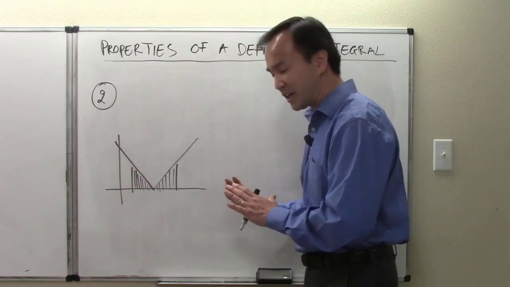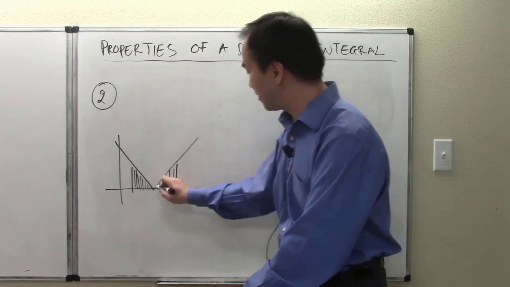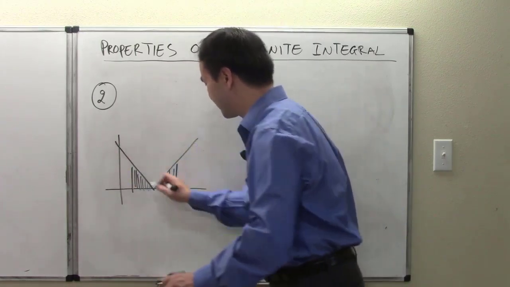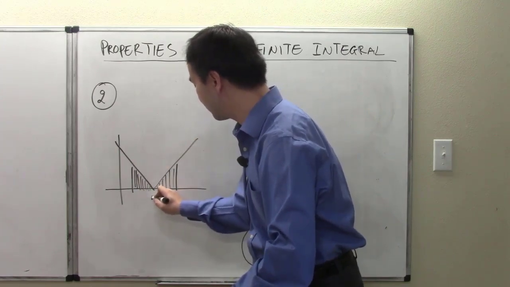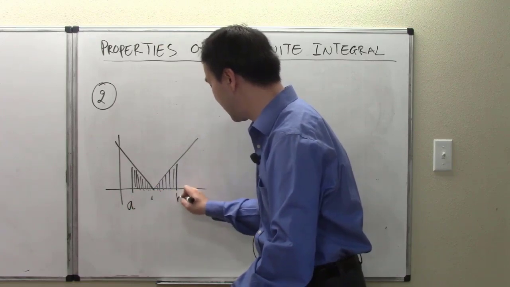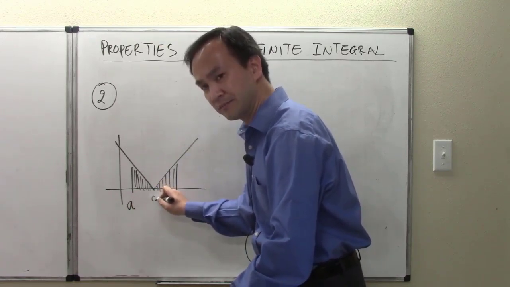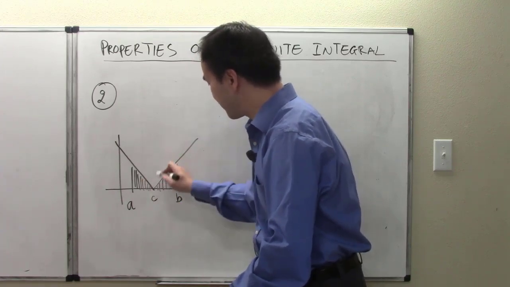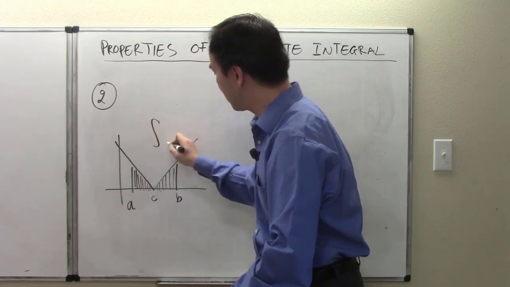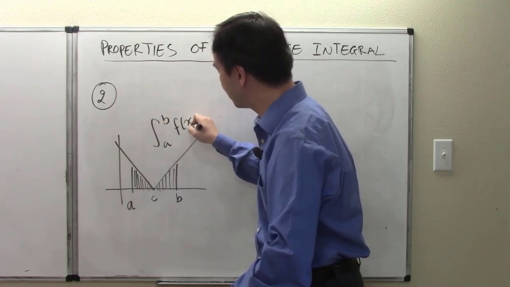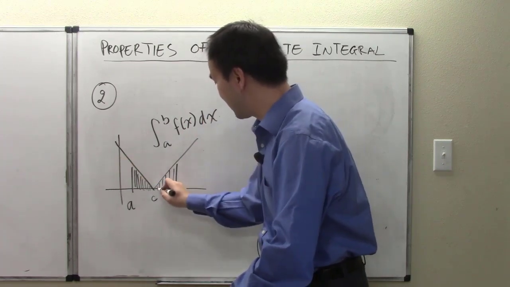So that actually implies another important fact. Think about this picture. In that problem, if you think of the start as a and the end of the accumulation as b, and we had a point c in between, then the total integral from a to b of the function can be broken up as follows. Let me demonstrate.